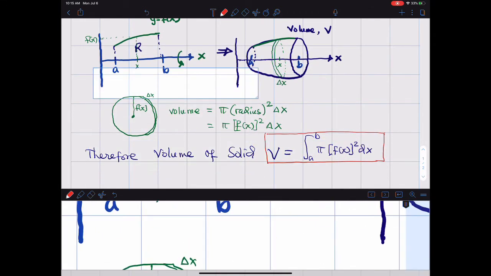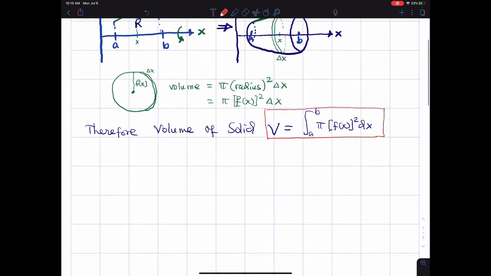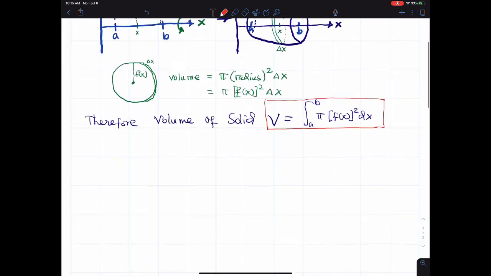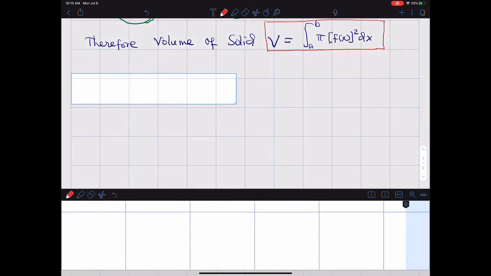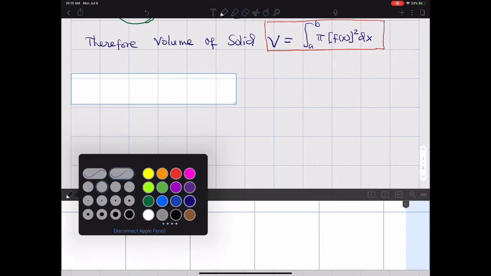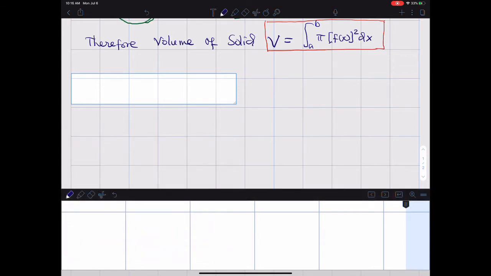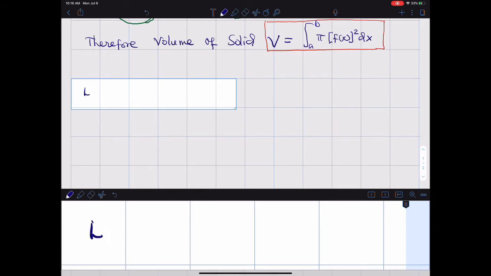Okay, so this method we just described is called the disk method, and there are other methods like the washer method, and you see why this is called the disk method and the other methods are called the washer method. All right, so let's look at examples. So this is for the disk method.